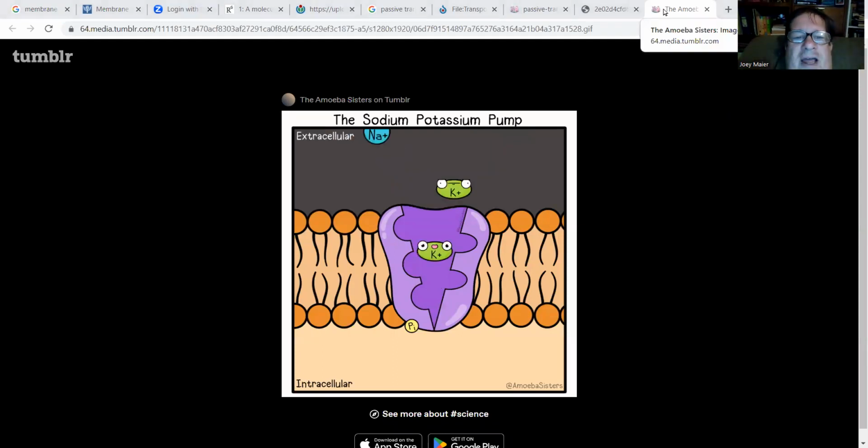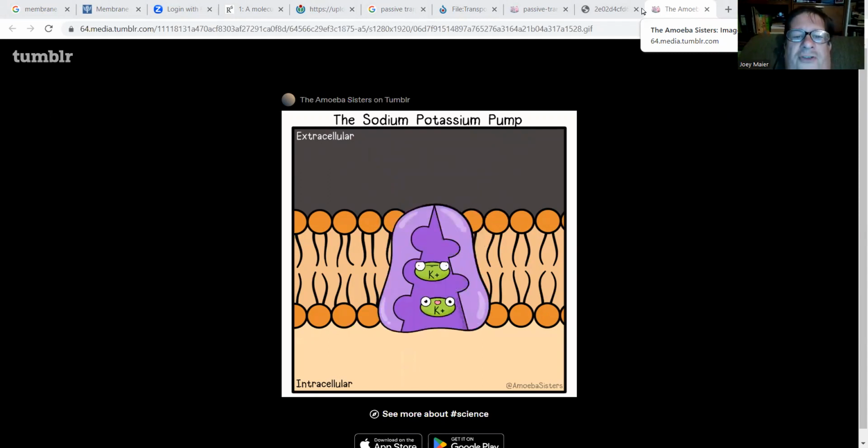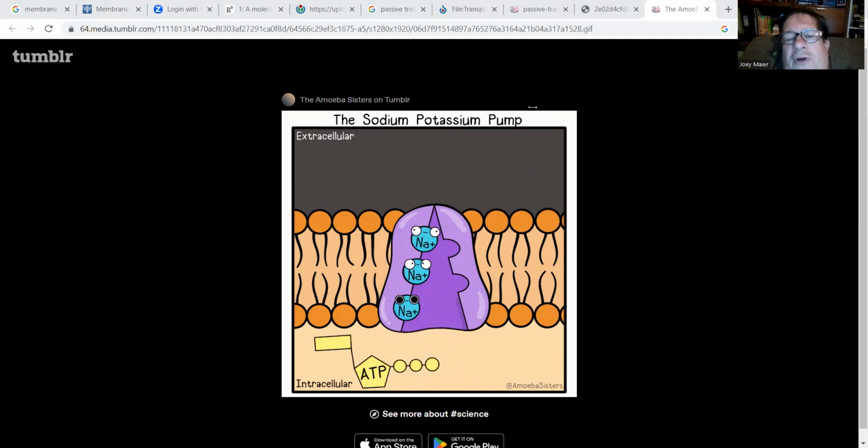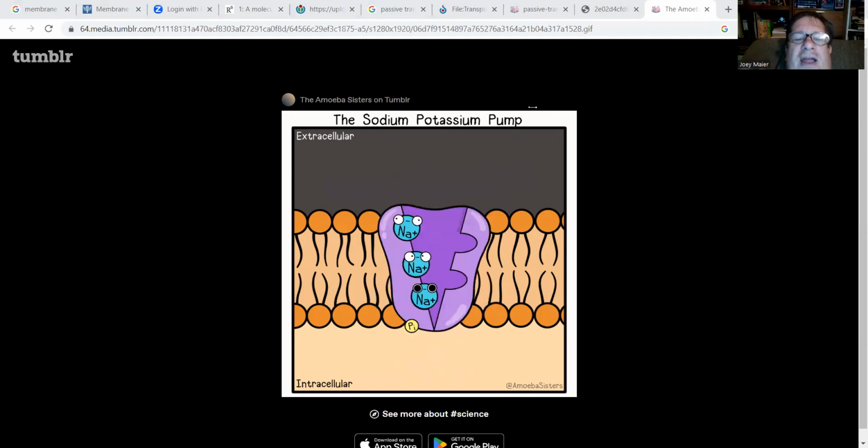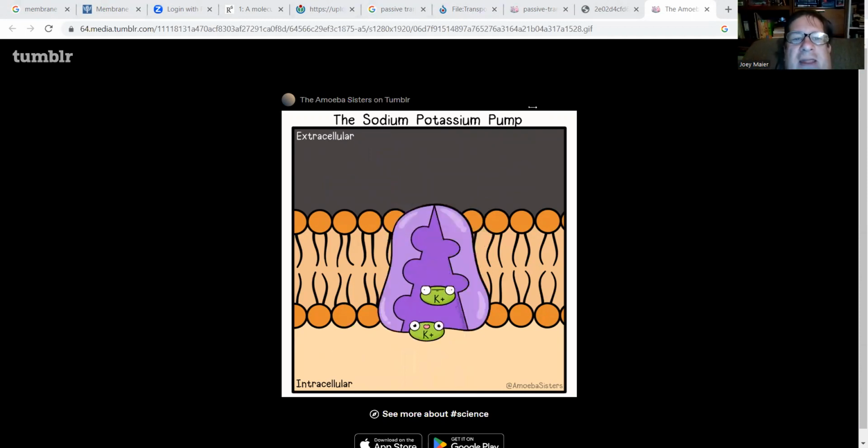In a sodium potassium pump, the cell is spending ATP to pump sodium out of the cell to where there's already a lot of sodium, and potassium into the cell where there's already a lot of potassium. This is powered by ATP, and the fact that you're moving from where there's less of the stuff to where there's more means each chemical is moving up its concentration gradient. And that's why energy is required. That's active transport.